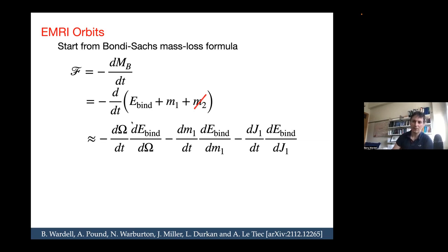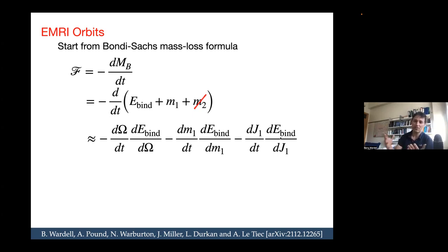If we then go through and apply the DDT to each of these pieces, what we find is that it depends both on the derivative of the binding energy with respect to the time, and also this second and third term, which capture the fact that the mass and the spin are not fixed, they're not constants, they're actually going to evolve.